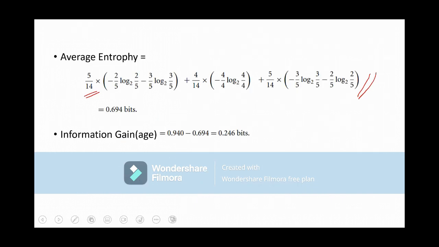So substituting the values in the average entropy, 5 by 14 into E1 plus 4 by 14 into E2 plus 5 by 14 into E3, we can get the value for average entropy. The information gain of age can be calculated from the formula: overall entropy minus average entropy of that particular category. Here the overall entropy, the parent entropy, is 0.94 and the average entropy is 0.694. While substituting the values, you will get the information gain for age as 0.246 bits.